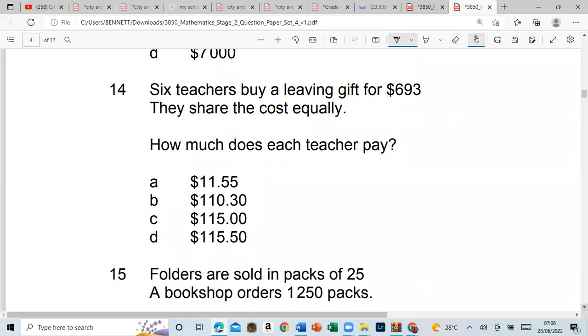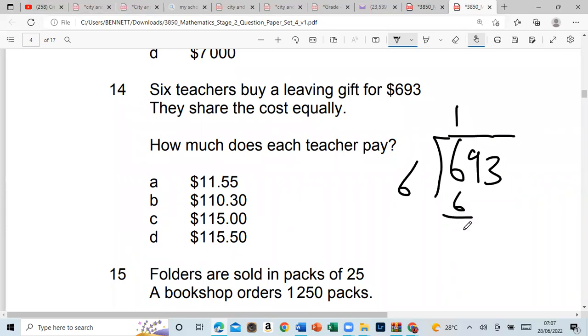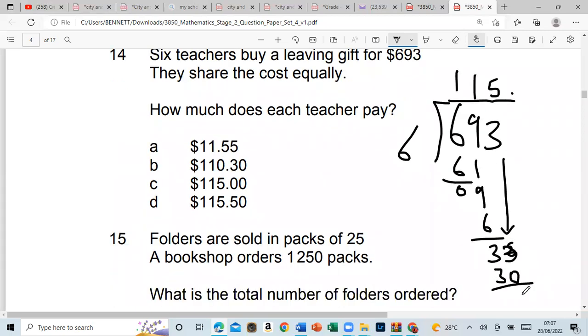All right, six teachers buy a leaving gift for $6.93. They share the cost equally. How much does each person pay? So that's $6.93 divided by 6. 6 into 6, 1. 6 into 9, 1, remainder 3. Put the decimal point, then 6 into 33, 5, and that leaves 3. Add on the 0, that's 30, and 6 times 5 is 30.